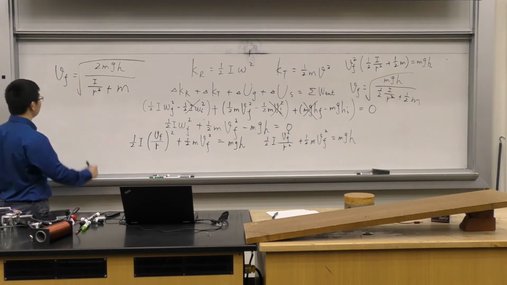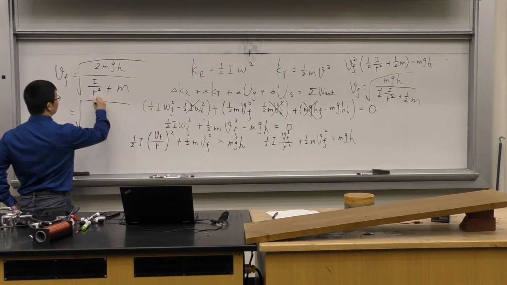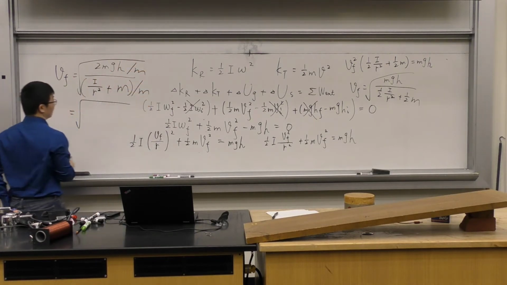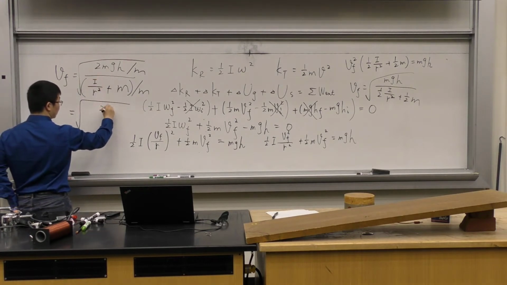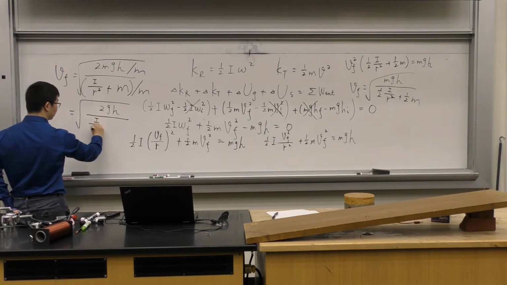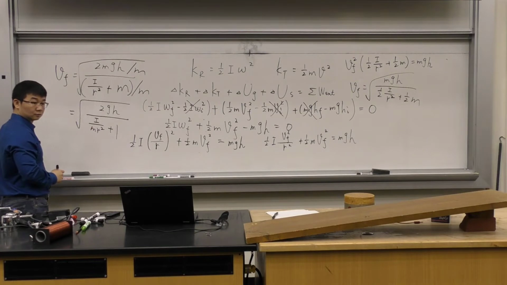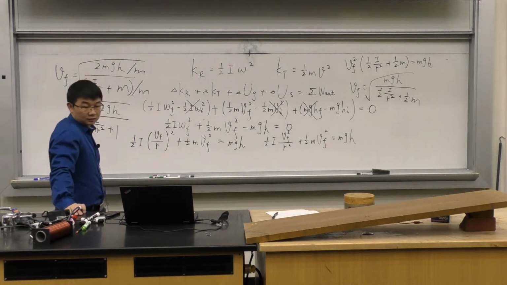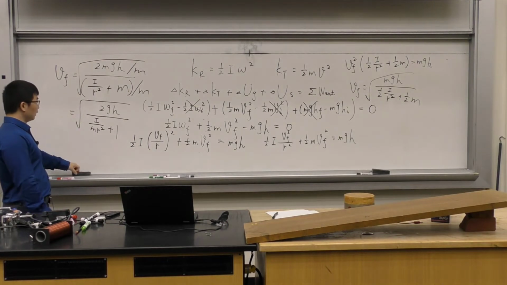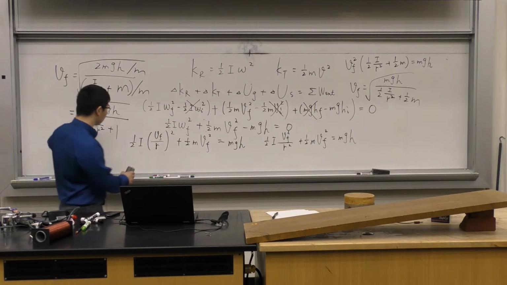That means if I divide the numerator and the denominator by mass, what do you get? The top is going to become 2gh. The bottom is going to become I over mR squared plus 1. So that's going to be E. Now why do we want to get this expression? This is the simplest you can get.